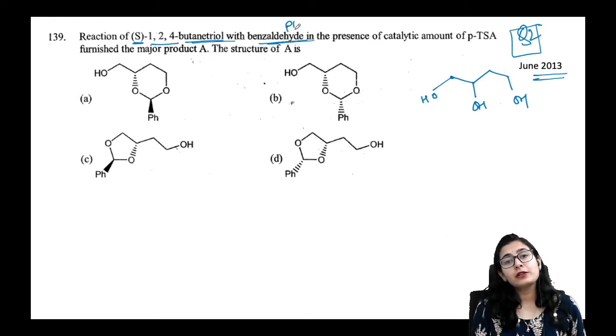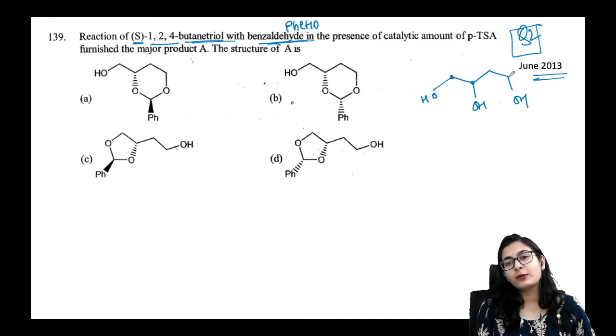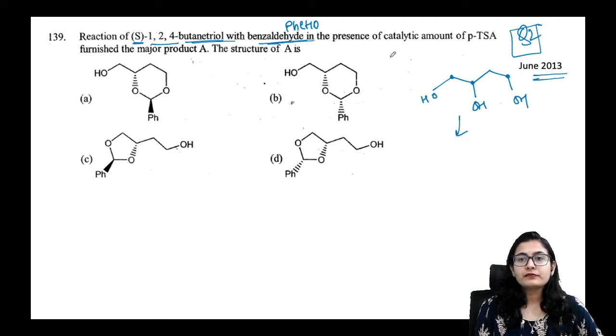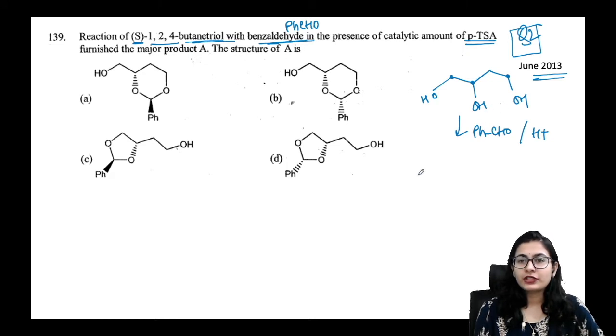Whenever I told you guys, whenever you have an aldehyde, it prefers to bind with the 1,3 diol as compared to 1,2. So these two are 1,2, but it is going to prefer to bind with the 1 and the 3. So if you want to get the acetal, with benzaldehyde in the presence of paratoluene sulfonic acid, H plus, you will get it somewhere over here. That is the question. That is the whole thing.